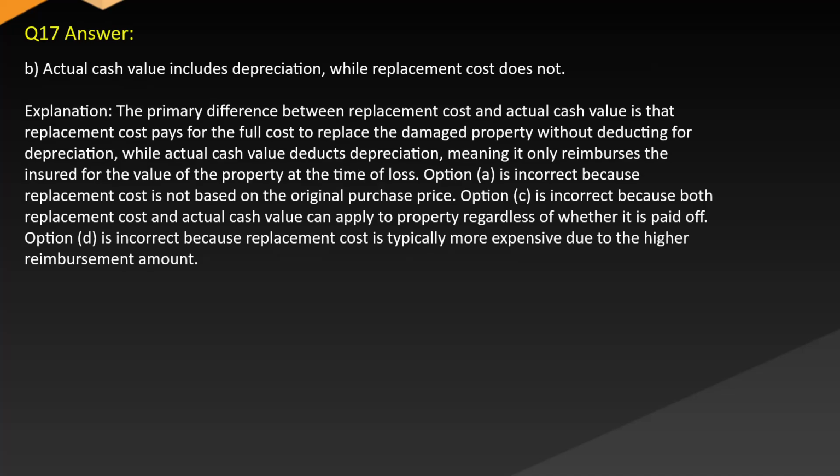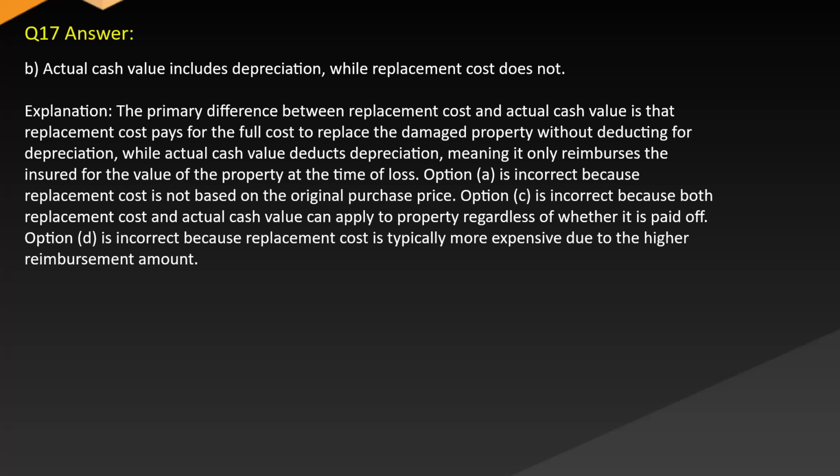Answer: B. Actual cash value includes depreciation, while replacement cost does not. Explanation: the primary difference between replacement cost and actual cash value is that replacement cost pays for the full cost to replace the damaged property without deducting for depreciation, while actual cash value deducts depreciation, meaning it only reimburses the insured for the value of the property at the time of loss.